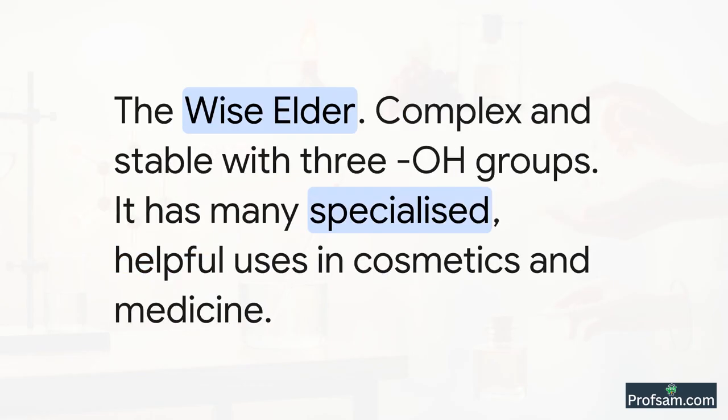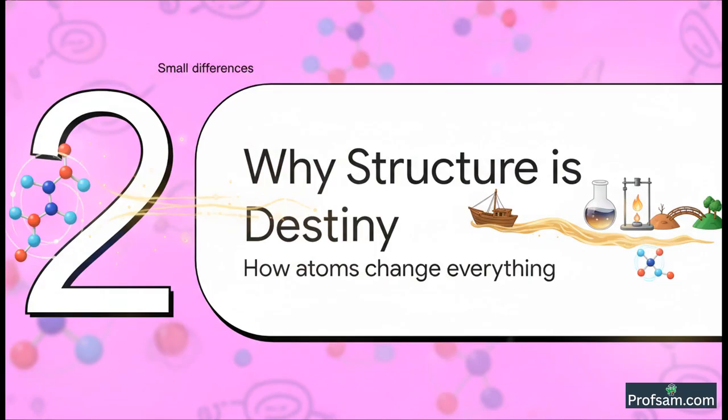And finally, we come to glycerol. Now this one has three carbons and, very importantly, three hydroxyl or OH groups. It's the most complex of the three. Let's imagine it's the wise elder of the family. It's stable, multi-talented, and has very specialized uses in things like cosmetics and medicines. So now let's dive deeper into this idea. Why is their structure their destiny? We're going to see exactly how these tiny differences in molecules lead to such huge differences in the real world. It's actually amazing how just a few atoms can change the entire story.